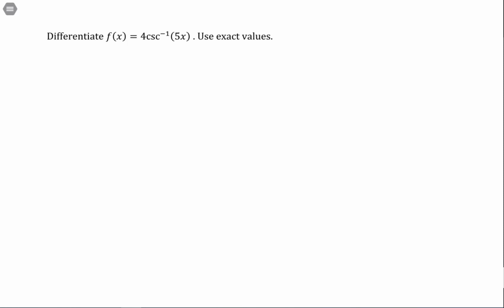Differentiate f of x equals 4 arccosecant 5x. Use exact values. Again, I'm not sure why we're being told to use exact values because there are no numbers in the end. No problem.